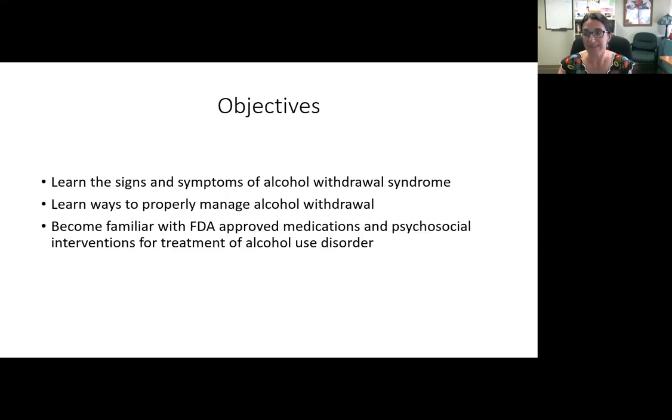So the objectives today are to learn the signs and symptoms of alcohol withdrawal syndrome and how to properly manage it, and to become familiar with FDA-approved and some off-label medications and psychosocial interventions for the treatment of alcohol use disorder.